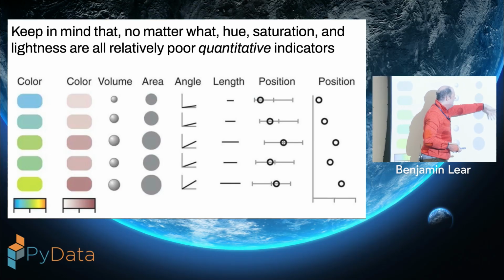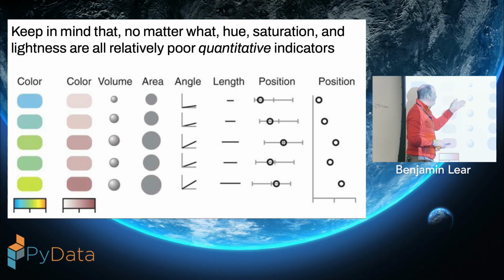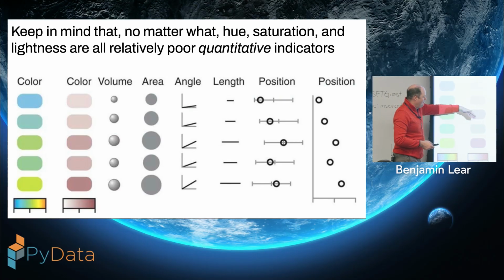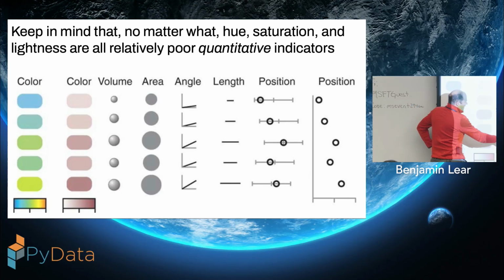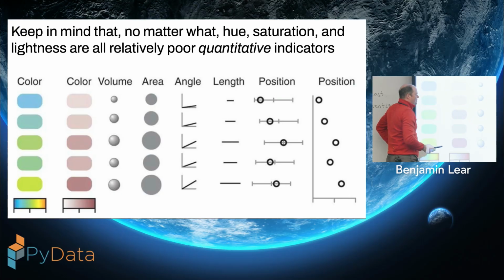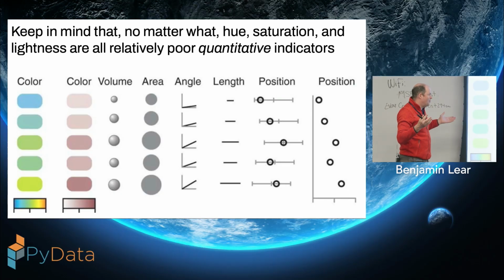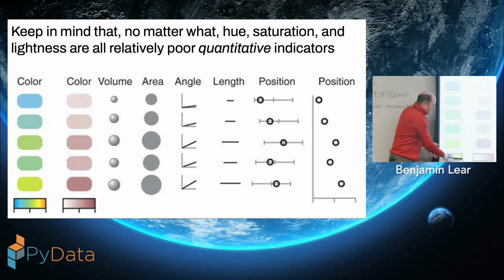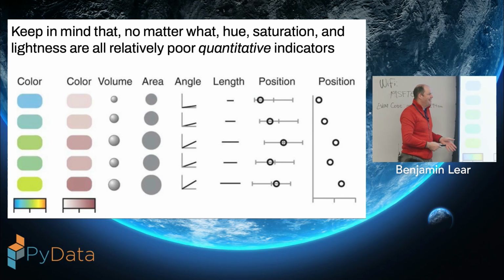Things like length and angle are kind of okay. People get very confused about area and volume. But even past that, if I were to ask you how much bigger this is from that, most people would have a hard time accurately saying, is that double? Is that 1.5? That's a difficult thing for people to do. But color's the worst channel.